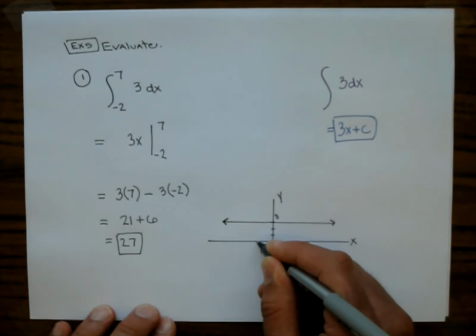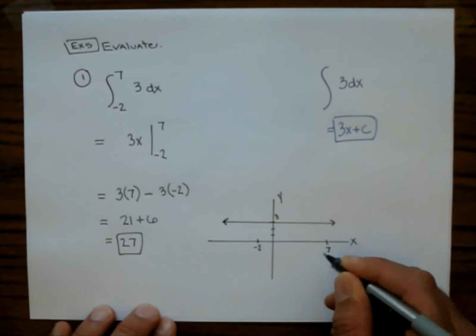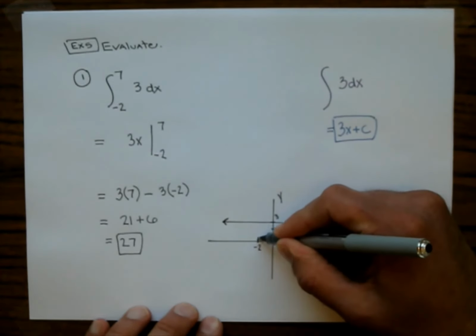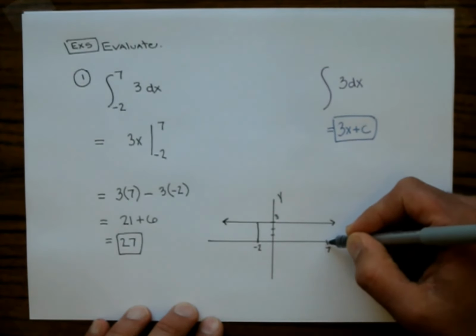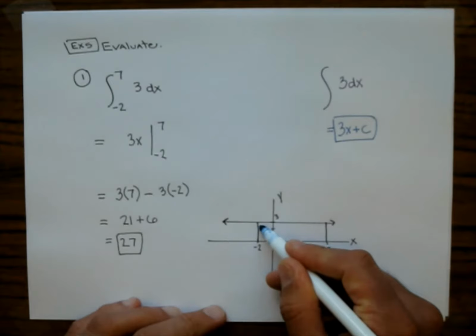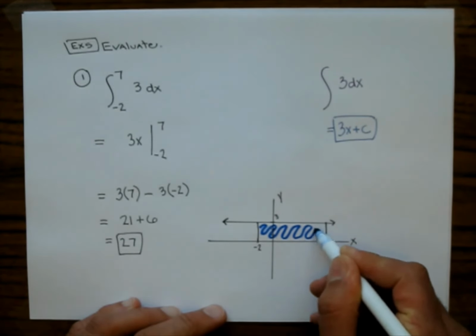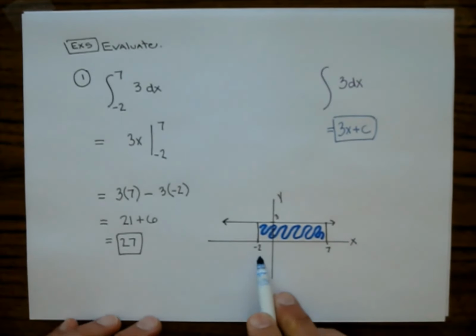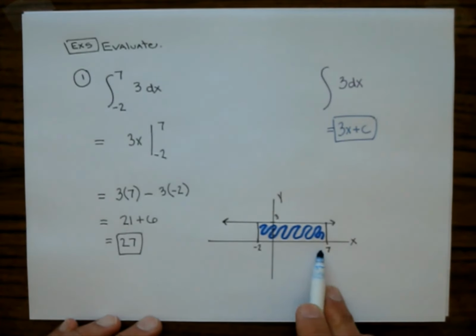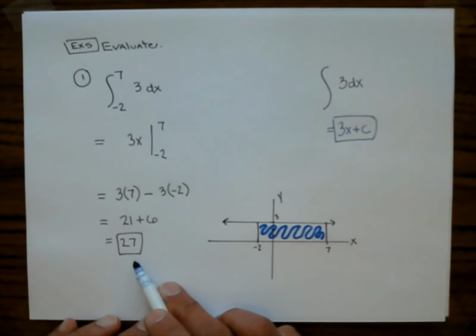So from -2 is like right here, 7's right here, and I'm finding this right here, the net area. And in this case, since it's above the x-axis, this whole thing is going to be a positive area. And you can actually see that it is 9 times 3, base times height, which gives me the 27.